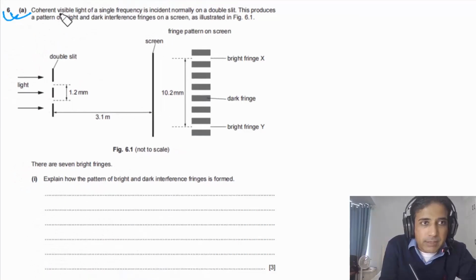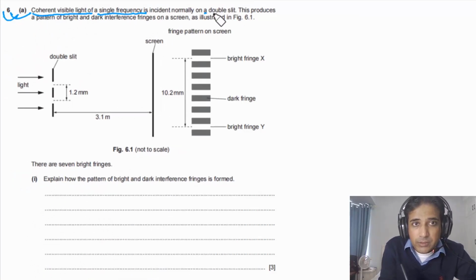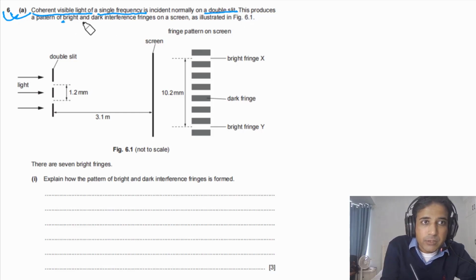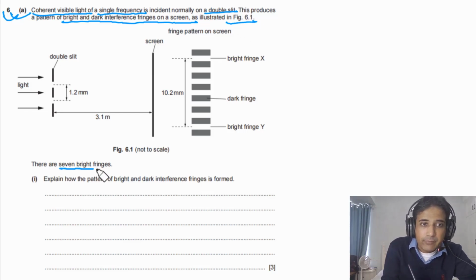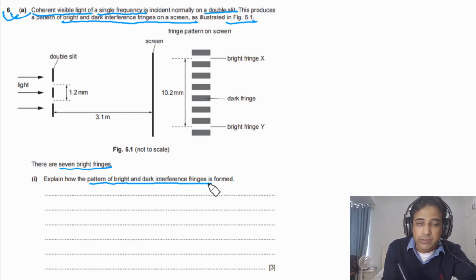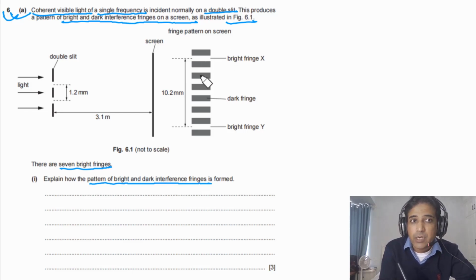Question 6 part A says: coherent visible light of a single frequency is incident on a double slit. This produces a pattern of bright and dark interference fringes on a screen as illustrated in figure 6.1. There are 7 bright fringes. For part 1, explain how the pattern of bright and dark interference fringes is formed. Meaning, how are these bright and dark fringes formed.